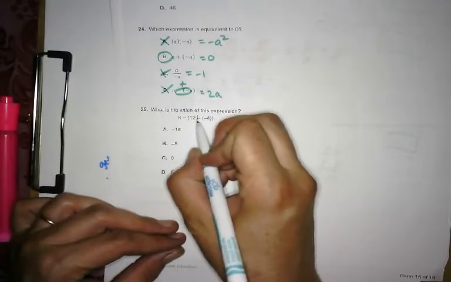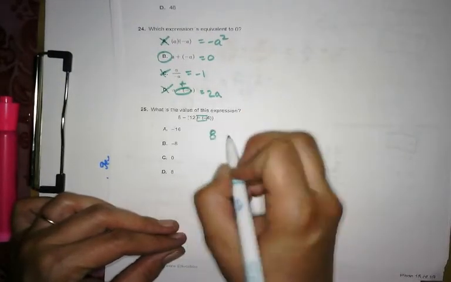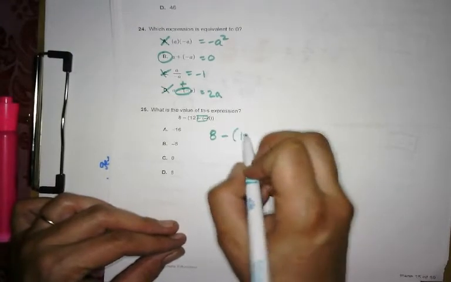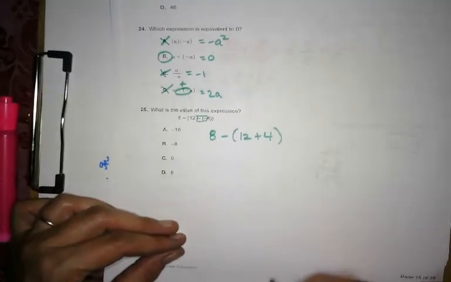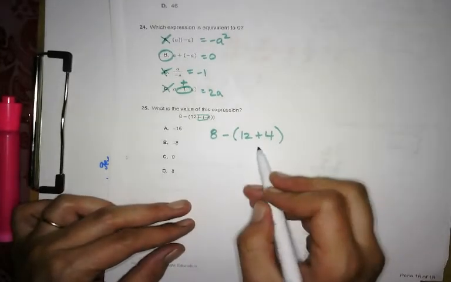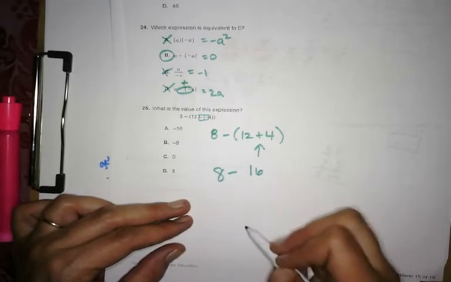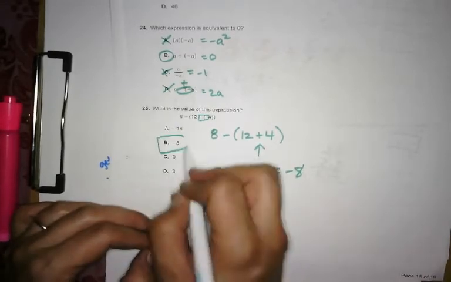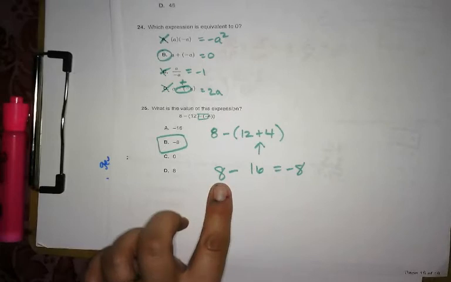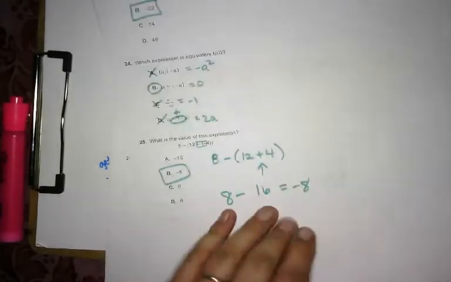So the first thing I'm going to do is get rid of the two signs that are together. That was what my teacher taught me. So 8 minus, and then I have 12 plus 4. So two negative signs together make a plus. And then I have to do what's inside the parentheses first. So that's 16, right? So 8 minus that 16, which really equals negative 8. So if you have $8, but you spend 16, then you're going to owe somebody $8.